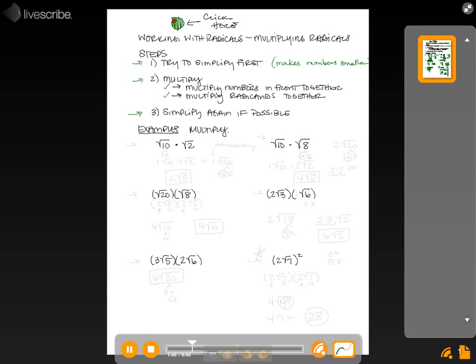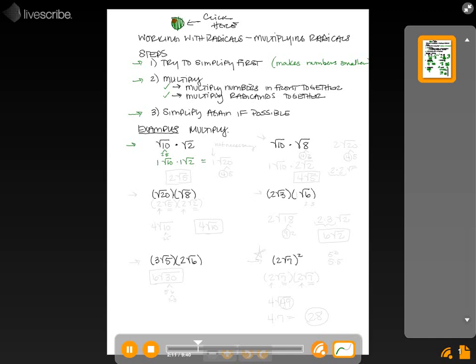Okay? So we're going to look at some examples. We're going to jump right into this. We have 6 to look at. First example here is the square root of 10 times the square root of 2. We want to check and see if we can break these down. 10 is 2 and 5, neither of which is a perfect square, and 2 is just 2 and 1. It's not going to break down, so we can't break either of these down. That means we go ahead and multiply them together.